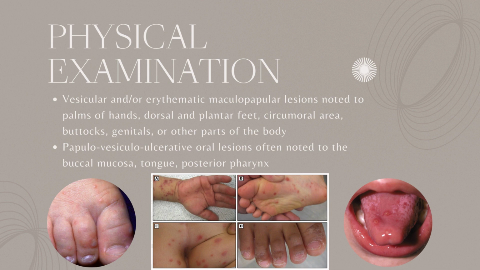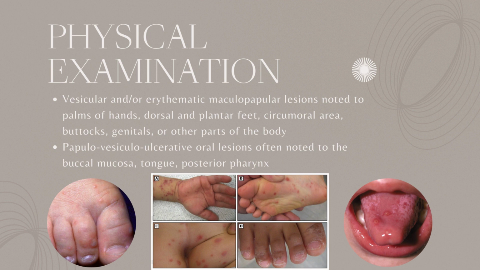All right, so on physical examination, you will see, like I said, variable lesions to the body. You will see vesicular lesions. Sometimes you'll see red maculopapular lesions. You'll see it on the palms of the hands, the bottom and tops of the feet, the surrounding mouth area, the buttocks, the genitals, the diaper area, sometimes to the entire body. It's extremely variable. With herpangina specifically, usually those lesions are just localized to the inside of the mouth.